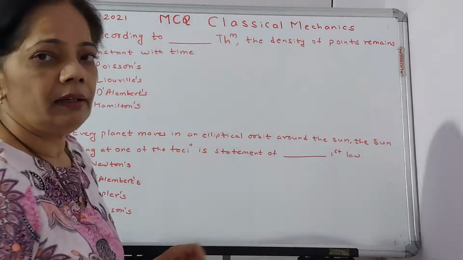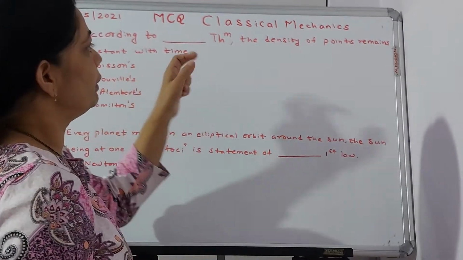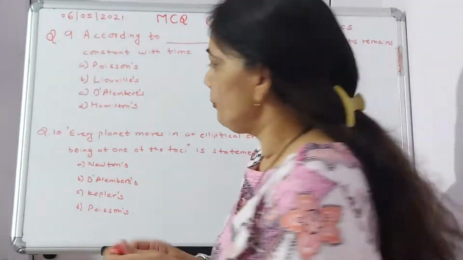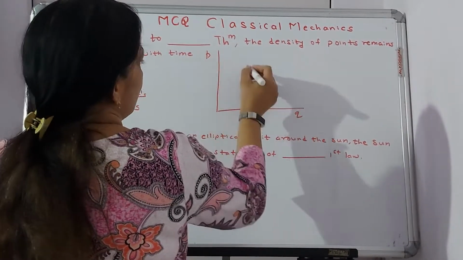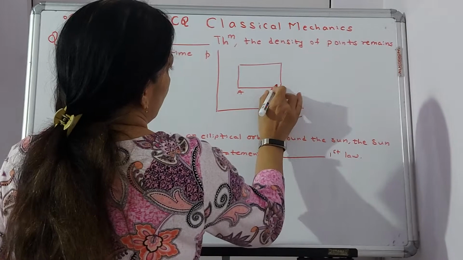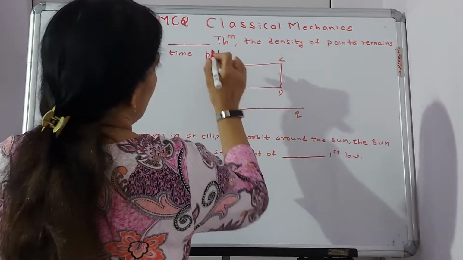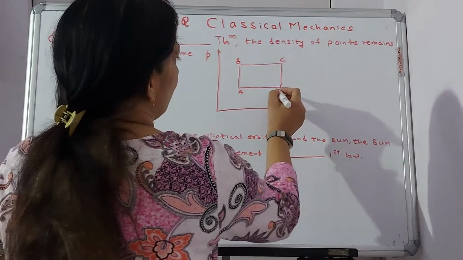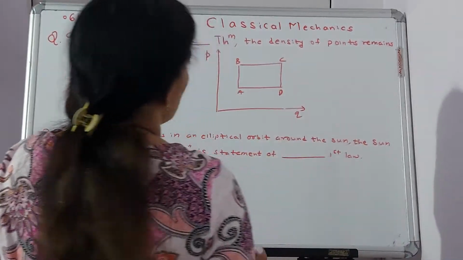Next question, question number 9. According to Liouville's theorem, the density of points remains constant with time. So this is a huge derivation in your syllabus, right? Where you try and prove. Okay, here you have your q axis and p axis. We try to consider the area where the points are, suppose, A, B, C and D. This being the generalized position coordinate, the generalized momentum coordinate. You try and find out how the points are going to enter this volume element and then leave the volume element and try to find out its density.